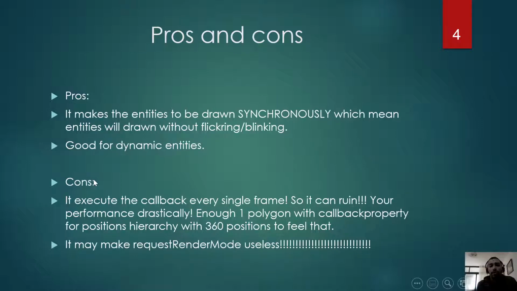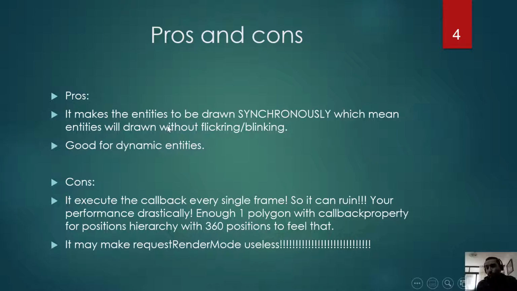So there are pros and cons. The pro is that it makes the entity be drawn synchronously, which means entities will be drawn without flickering or blinking. It's very good, it's awesome, and it's good for dynamic entities. That's the only way for entities to be drawn synchronously. In the current version, 1.76, there is no other option to draw entities synchronously.